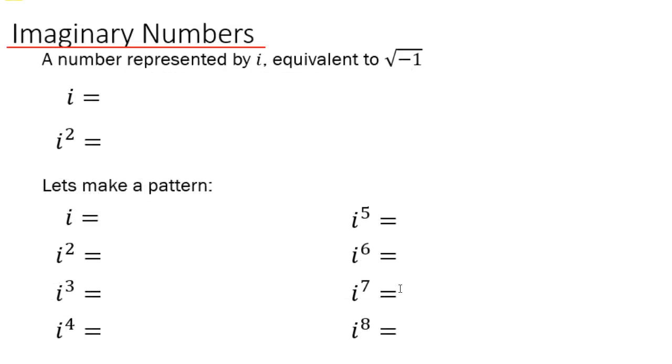Let's jump straight into defining what an imaginary number is. An imaginary number is a number represented by i, and it is equivalent to the square root of negative 1. Before, we said that there were no roots, or we did not get a solution, whenever we came across a negative square root or a negative discriminant. In this case, we're actually going to define it as an imaginary number.